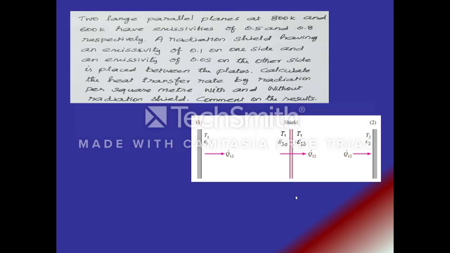This is what is new in this problem, right? Yes. Otherwise, the procedure is the same. We have to calculate the heat transfer rate by radiation per square meter per unit area with and without a radiation shield, and we have to comment on the results we obtain.